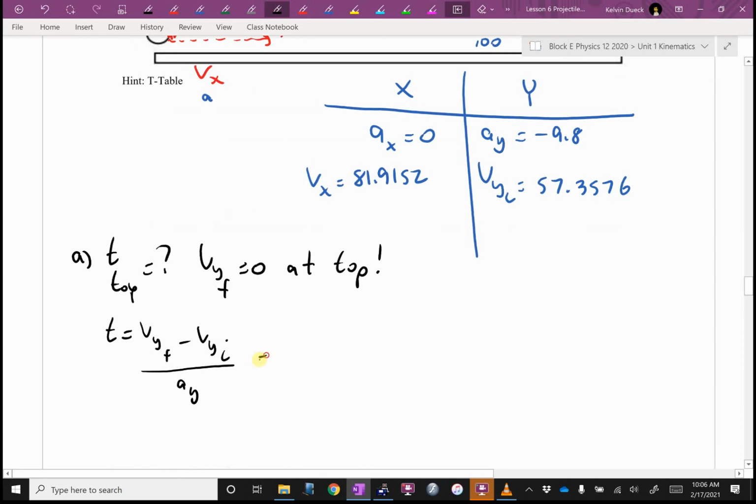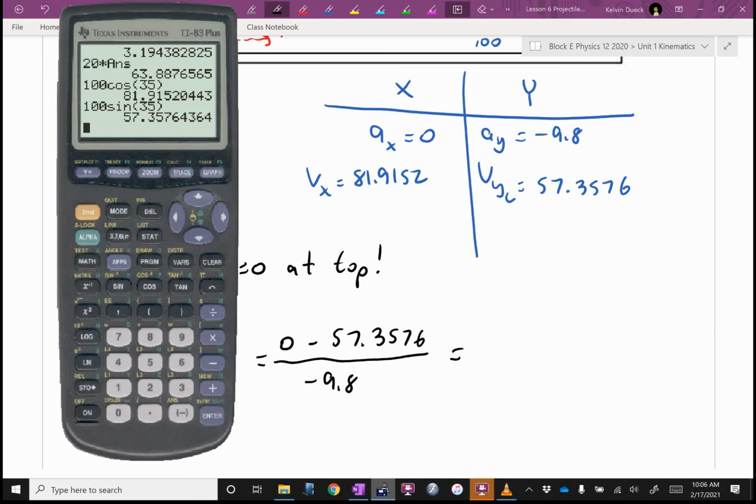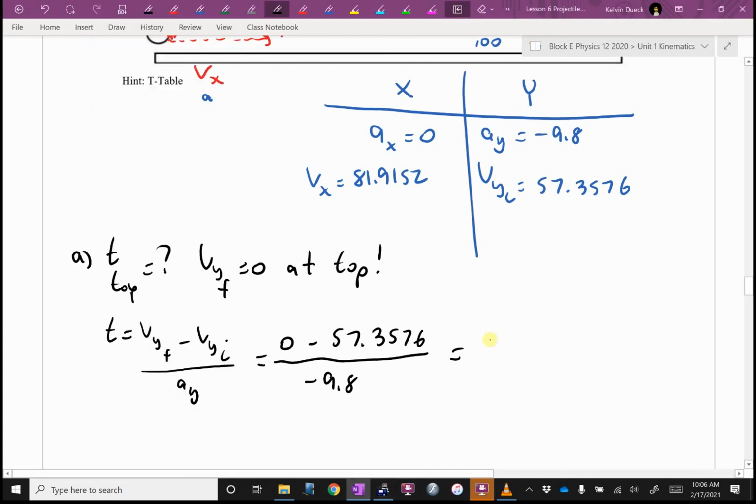It's going to be 0 minus 57.3576 divided by negative 9.8. This is nice. I get a negative divided by a negative, which is a positive. Time better be a scalar, so I'm good with that. That at least suggests that I've set this up correctly. I'm going to use my answer button: 0 minus answer button divided by negative 9.8. And I got time to top of 5.85282, or 5.85 seconds.